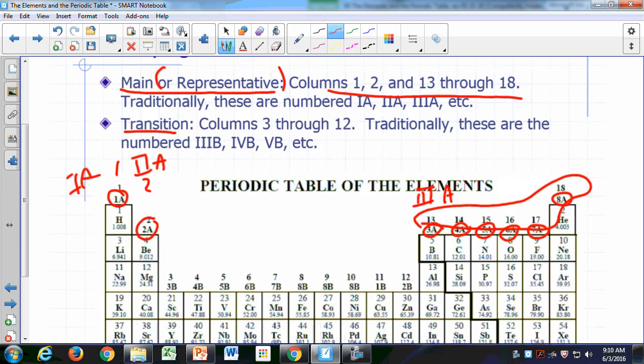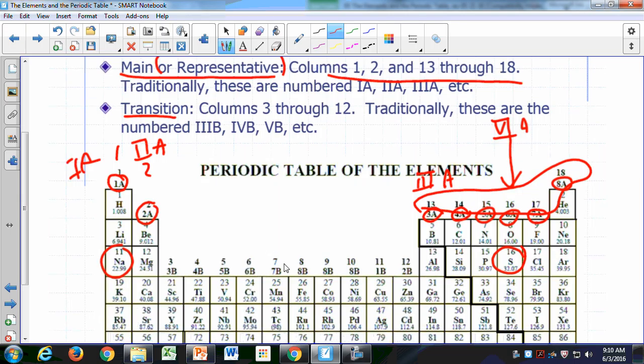For example, sodium belongs to group 1A, so it's a main group element. It's a representative element. Sulfur belongs to group 6A, so that's a representative element. It belongs to an A group.